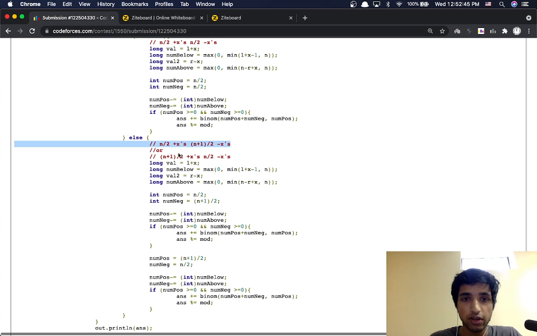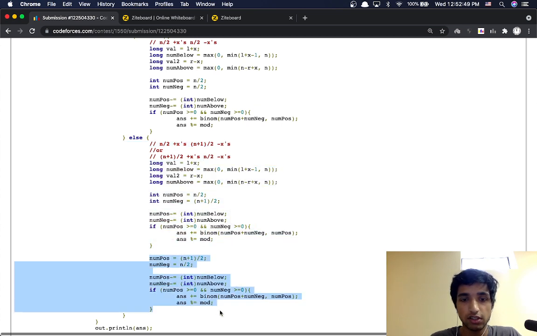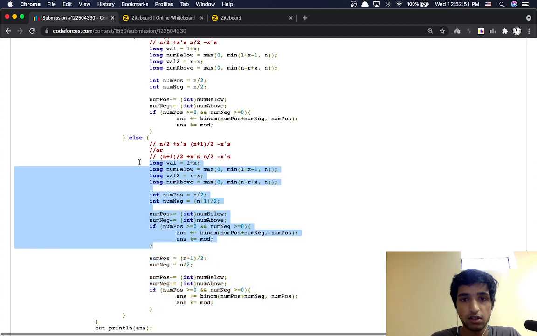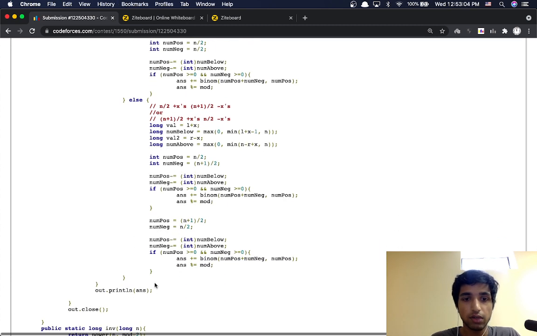And similarly here, but there are two cases. This is the first case, this is the second case. Here, this is how many negatives there are, this is how many positives there are, and we subtract the number fixed, we add the combination, and do the same thing here. And then we get our answer.